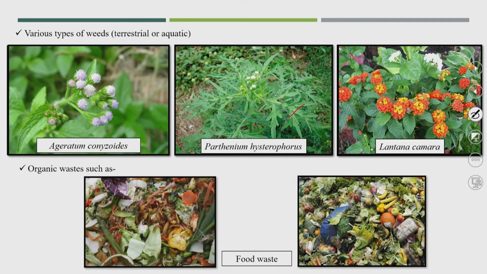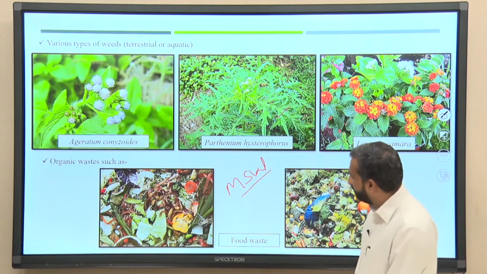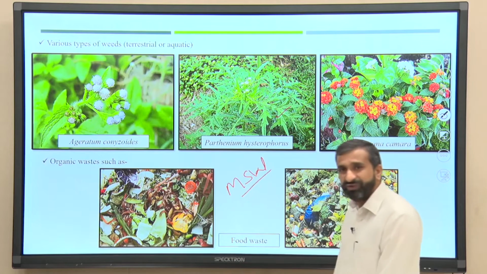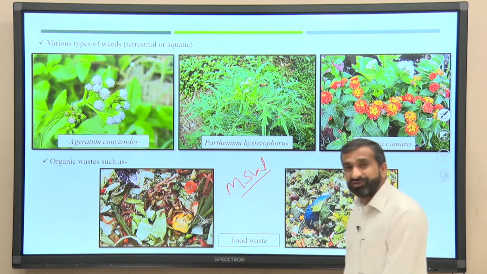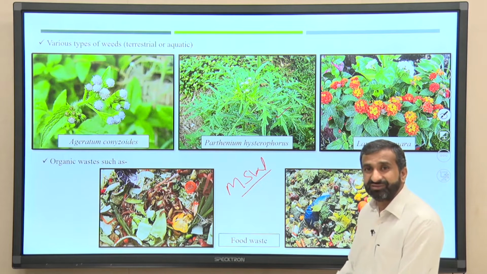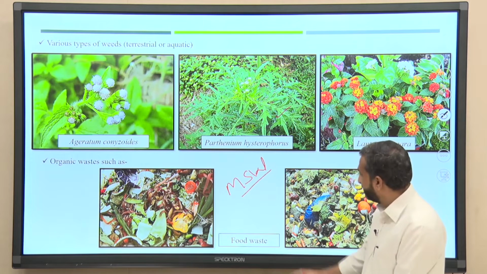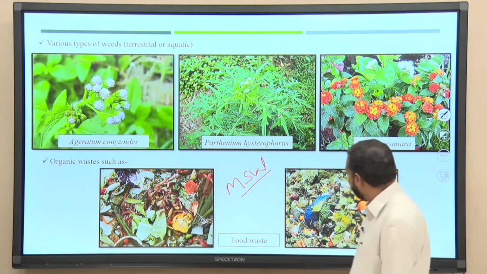And the organic waste such as food waste, this is all MSW, okay, organic MSW, municipal solid waste, where a huge amount of food waste is getting generated. So, this is also possible to use for biogas production.